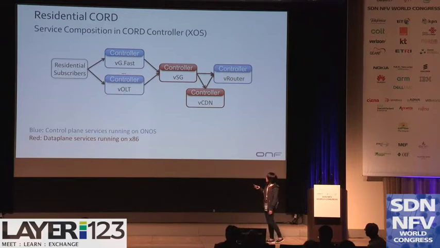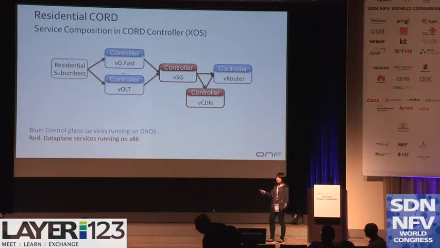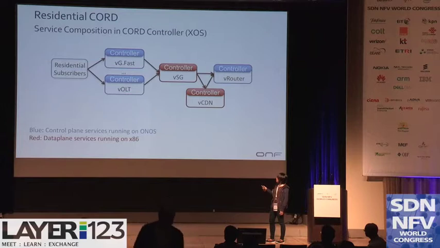As part of this service graph, you'll have your residential subscribers. You'll have your control functionality, such as the OLT and AAA DHCP relay that can be run on top of ONOS, our controller platform. You'll have other functionality, such as the subscriber gateway, CDN, that can be run as containers on x86 so that your traffic can essentially go through the data plane. And then your vRouter functionality that allows you to connect to upstream networks.